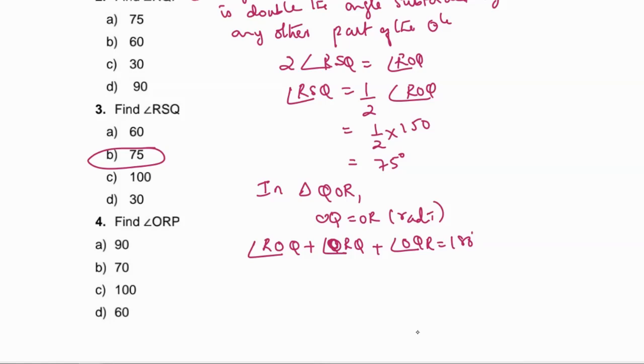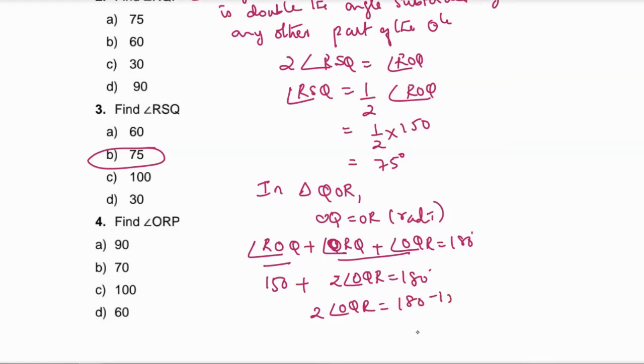Here, this value we have already found, that is ROQ is 150. Since these two angles are subtended by the same radius, they will be the same. So it will be 2 times OQR equals 180 minus 150. So 2 times OQR will be 30 degrees.